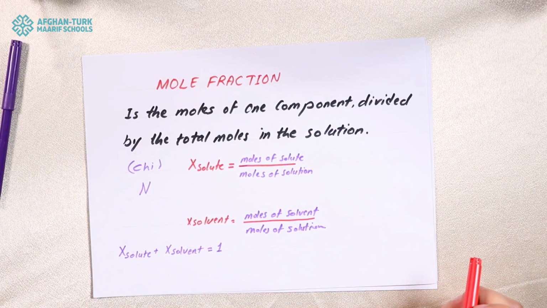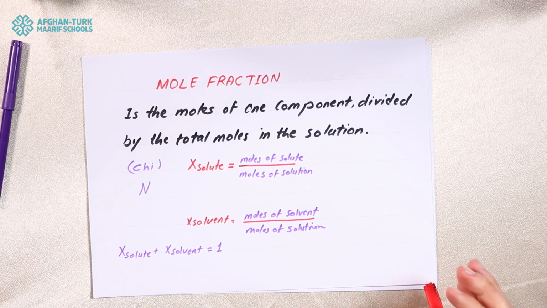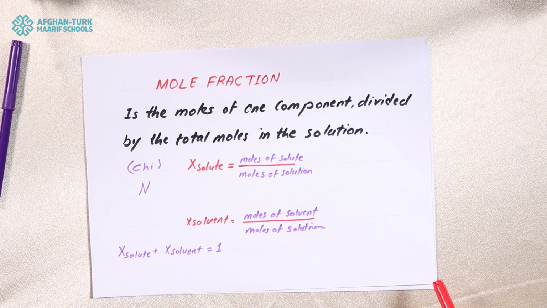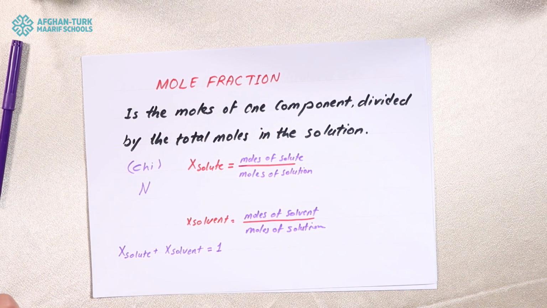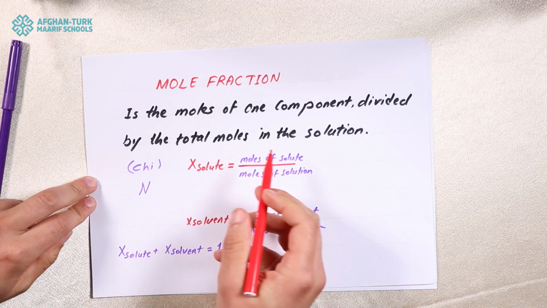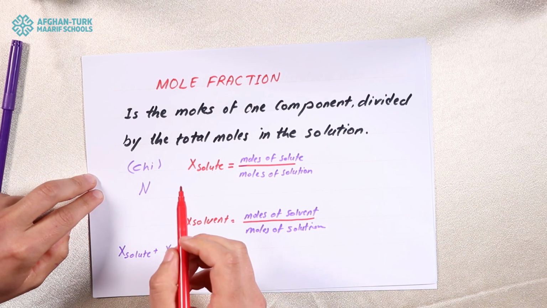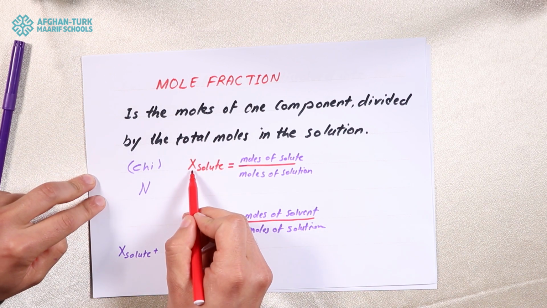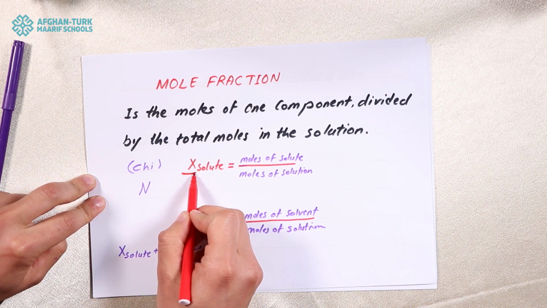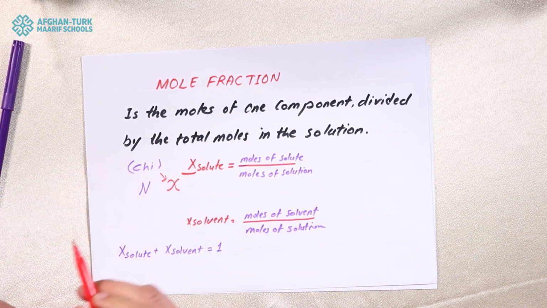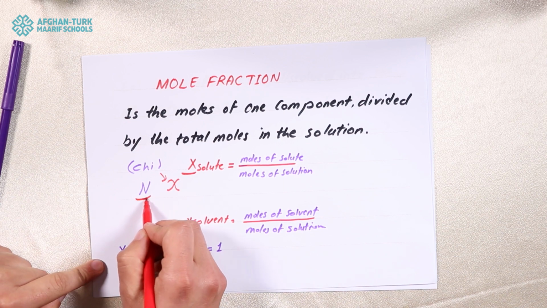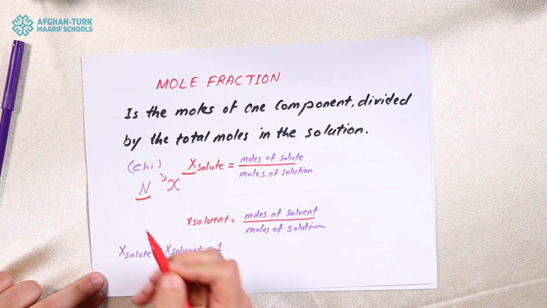Okay, next one is the mole fraction. Mole fraction is the same as mass ratio or weight ratio, but it is expressed according to the mole. We are going to find this fraction according to the mole. What is the mole fraction? It is the moles of one component of the solution divided by the total moles of the solution. Mole fraction is represented by a Greek letter like this, which we can read as chi. Also we can represent the mole fraction by capital N.